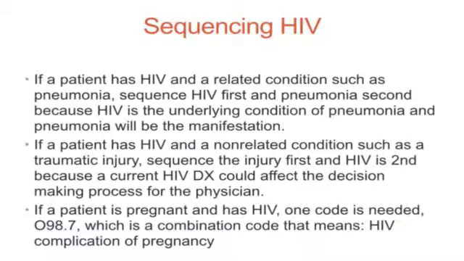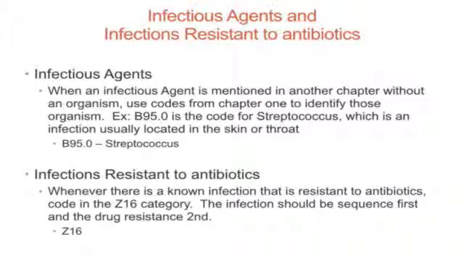HIV complication of pregnancy. Infectious agents and infections resistant to antibiotics. Infectious agents. When an infectious agent is mentioned in another chapter without an organism, use codes from Chapter 1 to identify those organisms. Example, B95.0 is the code for streptococcus, which is an infection usually located in the skin or throat. B95.0, streptococcus.